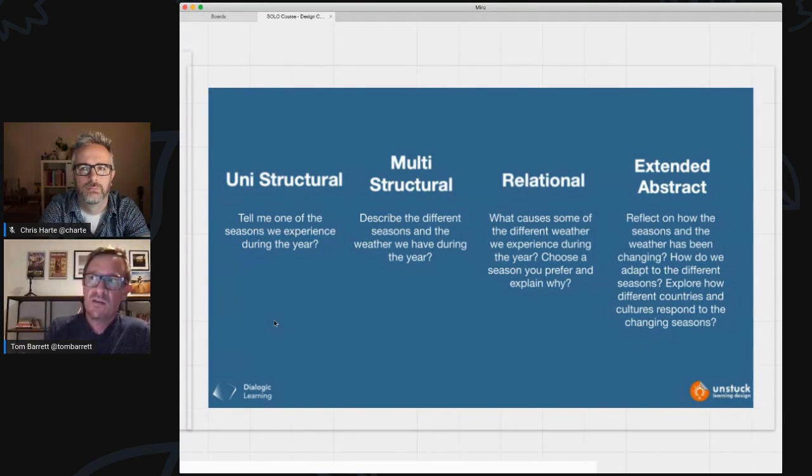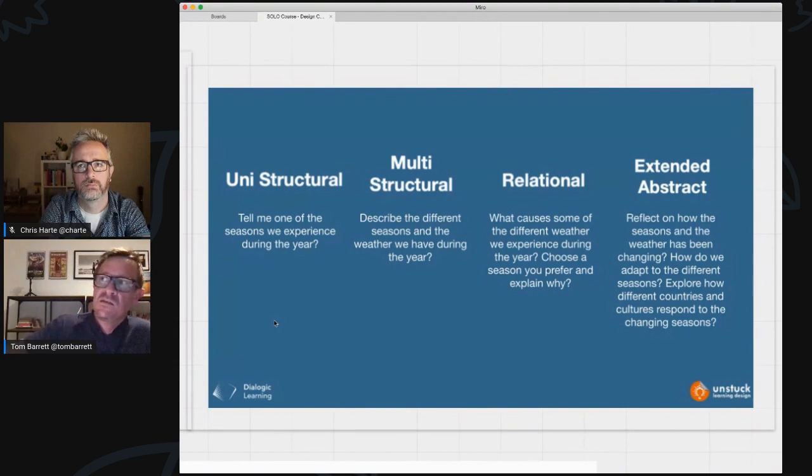Relational, the question might extend to what causes some of the different weather we experience during the year. Obviously, as soon as you start to introduce causality, then you're looking at connections and links and that kind of chain. Choose a season you prefer and explain why.